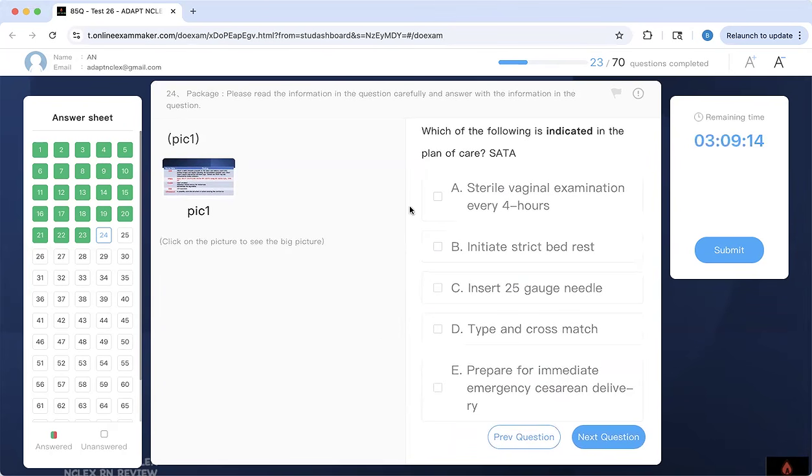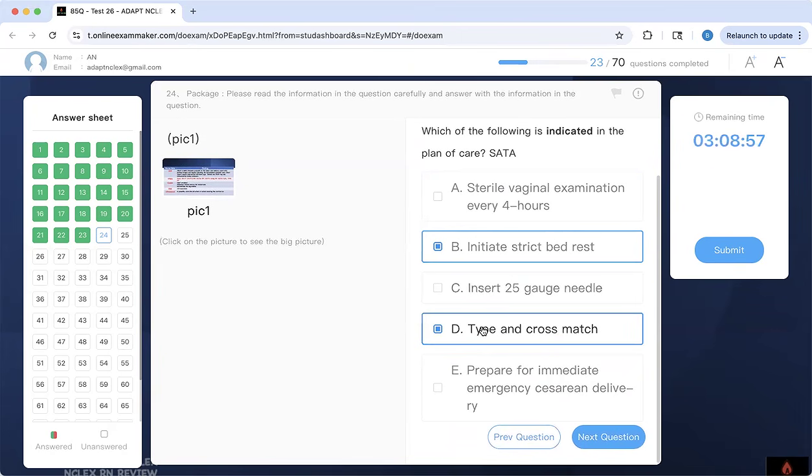I can tell you, A is wrong, no vaginal exams. But mommy should remain on bed rest. You've got to give them fluid, blood. A 25 gauge needle is too small. 18, 16, 14, good. Type and crossmatch is good.